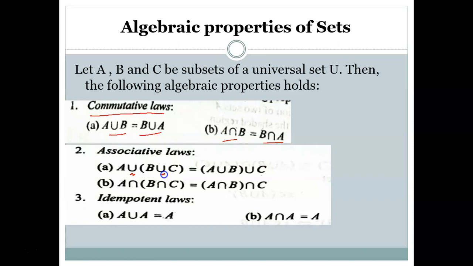So you can see A union B, and also it is not necessary that it requires two different operations. It can be with one operation also. You can write (A union B) union C equals A union (B union C). In the same manner, you can also have (A intersection B) intersection C equal to A intersection (B intersection C). So this type of property is called the associative property.